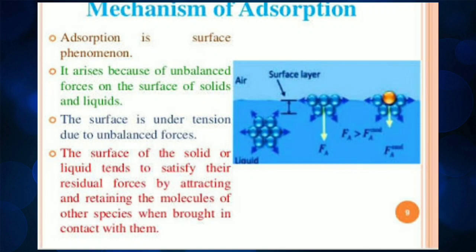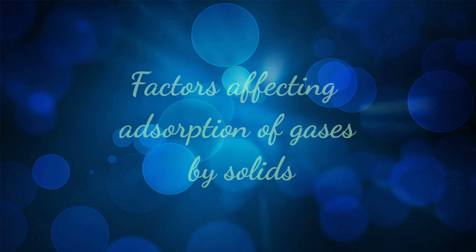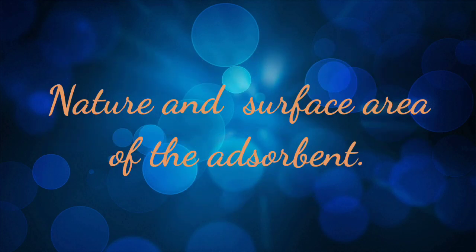It means delta H is always negative, and freedom of movement of adsorbate molecules becomes restricted, which means delta S is negative. Now we will study factors affecting adsorption of gases by solids. First is nature and surface area of the adsorbent. Students, greater the surface area of the adsorbent, greater is the volume of gas adsorbed. Therefore, silica gel and charcoal are good adsorbing agents.